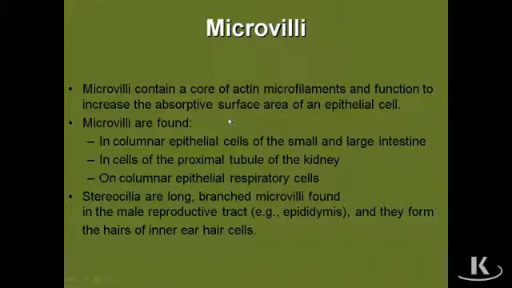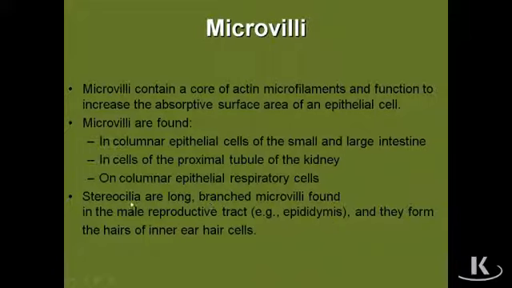They are characteristic of the cells in the proximal tubule of the kidney, and they're also found in the columnar epithelium of the respiratory system. A specialization of microvilli are known as stereocilia. These are tall, usually branched microvilli that are found in a very restricted location, typically only in the epithelium of parts of the male reproductive system, specifically the epididymis. So this is where they are branched.